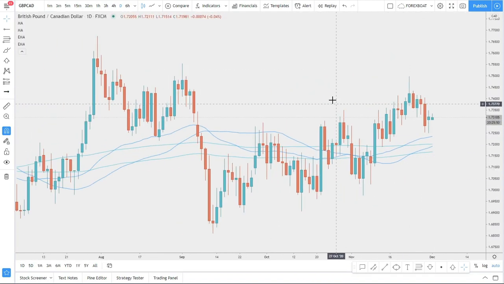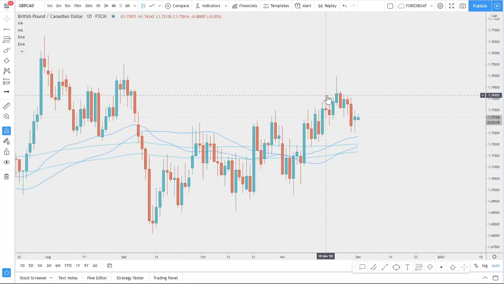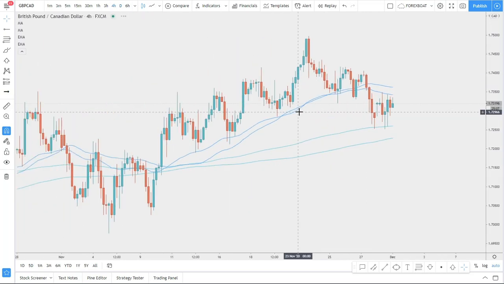And in fact, if you missed the pound dollar and you know that there is a bullish trend for the pound, you could be trading the pound versus the Canadian dollar. Like right there, we have this setup where the price corrected down and it's still above the moving averages. So let's move on to the four-hour chart and see what's happening.